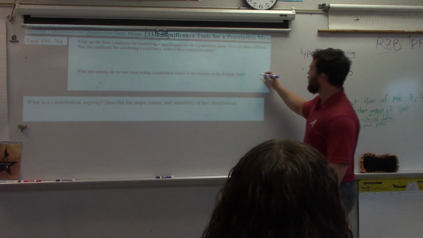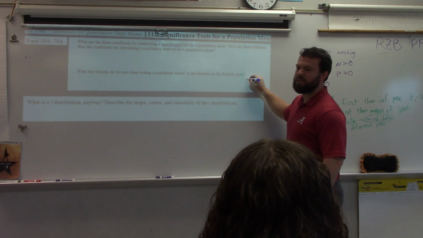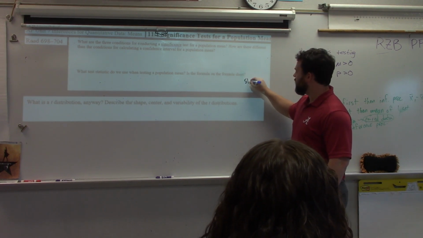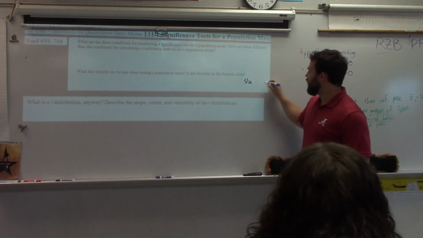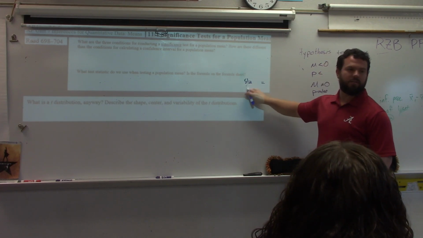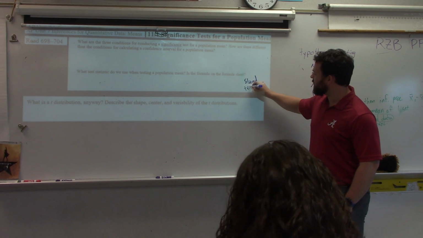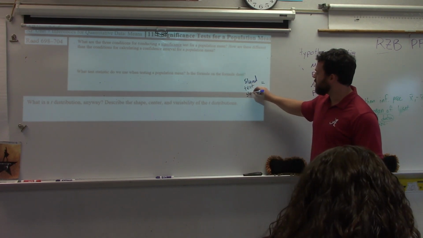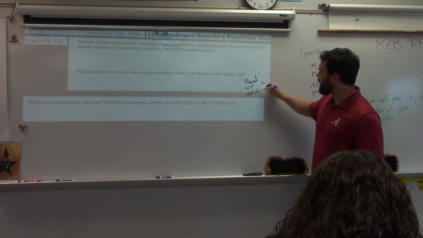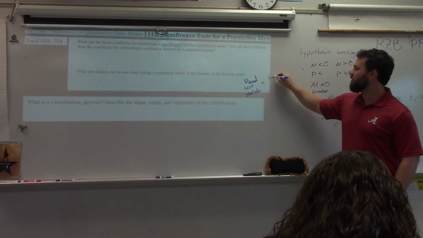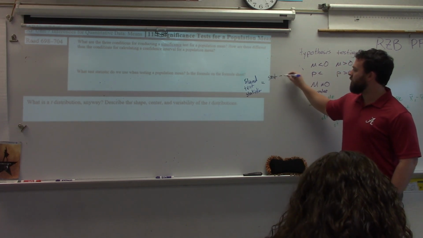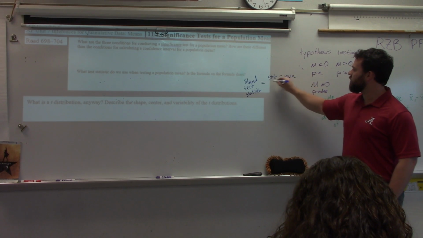I want you to always have that formula sheet next to your notes. If we look at the formula sheet and at a hypothesis test, what does it say? Stat minus parameter over standard error. It's the standardized test statistic. So we're standardizing the test statistic, and it is stat minus parameter over standard error.